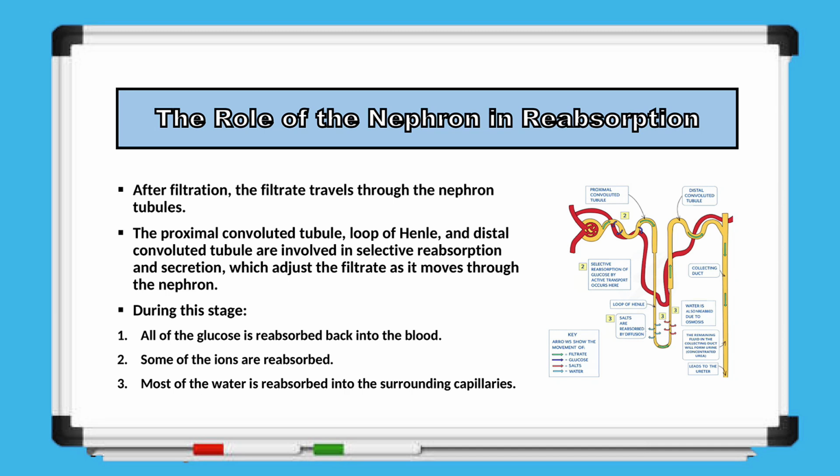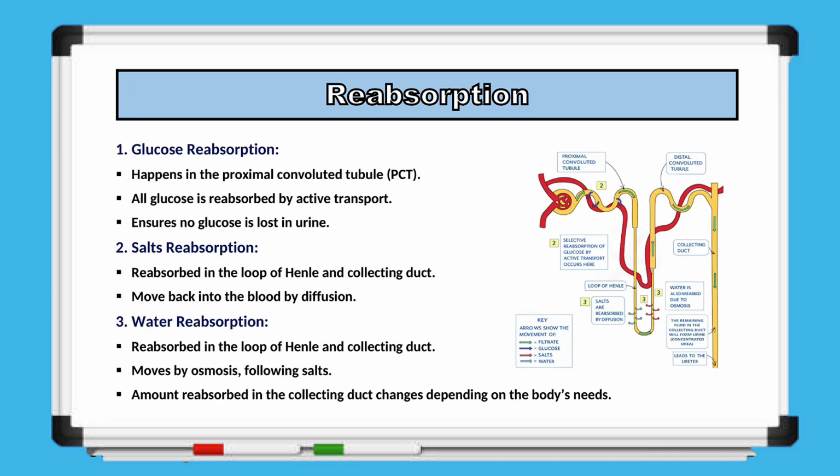Water reabsorption occurs by osmosis, where water moves across a semipermeable membrane from an area of higher concentration to an area of lower concentration. This process is essential for maintaining water balance in the body and helps produce concentrated urine. In short, the proximal and distal convoluted tubules and the loop of Henle carefully control the movement of glucose, salts, and water, ensuring the body retains what it needs while the remaining waste continues on to form urine that eventually passes into the ureter.